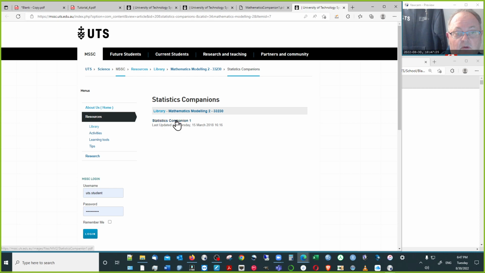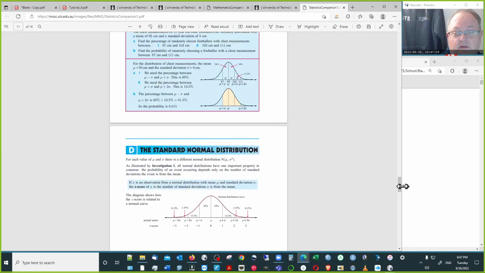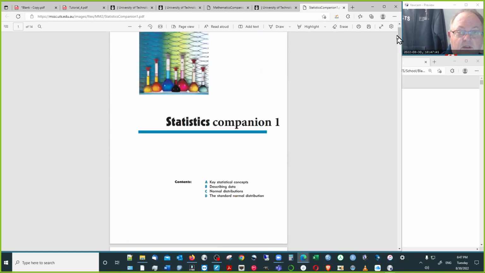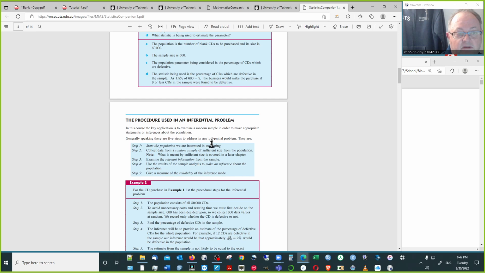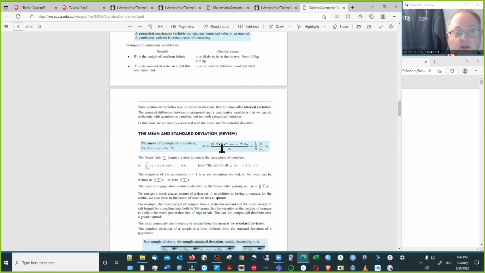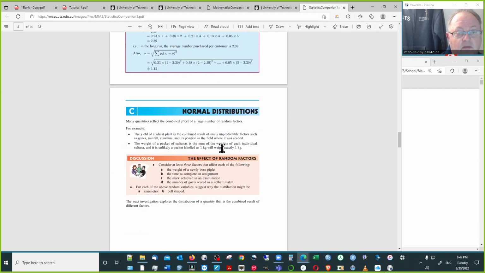And the other one, Statistics Companion, I've still got that open. Alright, so there's a Statistics Companion. This is the high school way of looking at statistics, but it's done not quite as aggressively as it's done in, say, the Cambridge books. Or what's the other one that's popular? I can't think of it off the top of my head. So if you want to have a look at a couple of alternative ways of looking at your curriculum, these are very good resources.